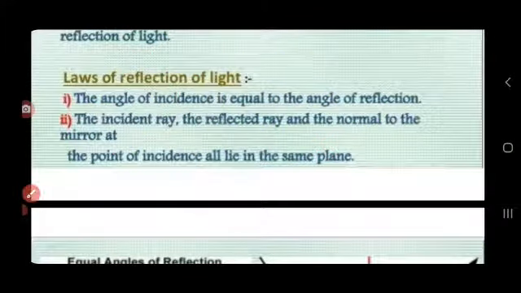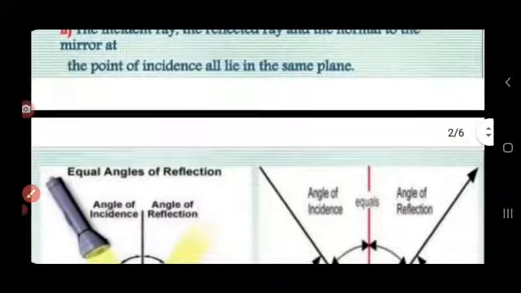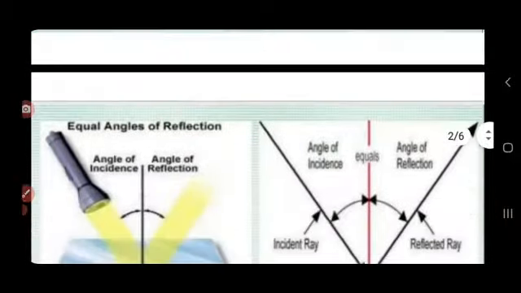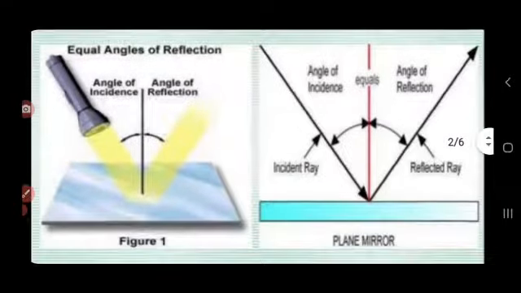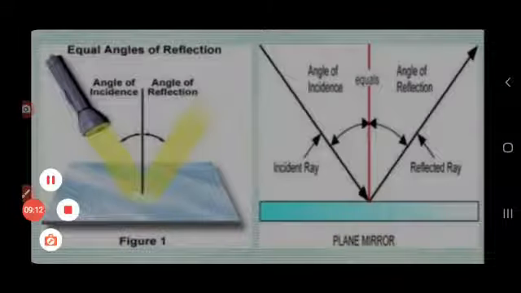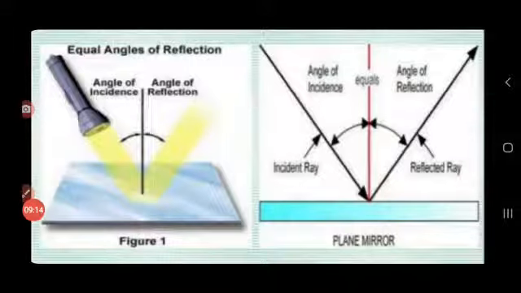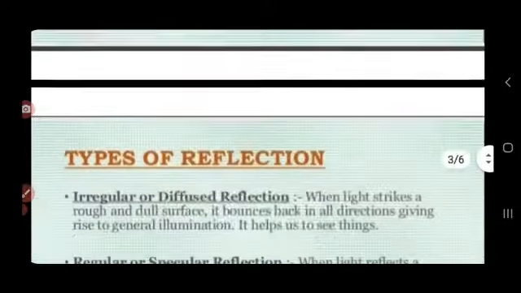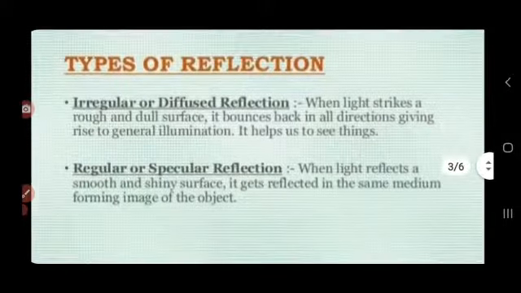Now we deal with the types of reflection. Reflection is classified in two groups. One is regular or specular reflection, and another is irregular or diffuse reflection. First we deal with the regular reflection. When light reflects from a smooth and shiny surface, it gets reflected in the same medium, forming the image of the object.